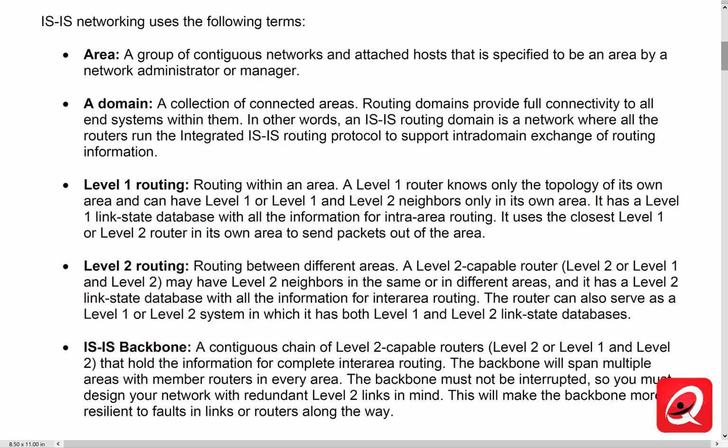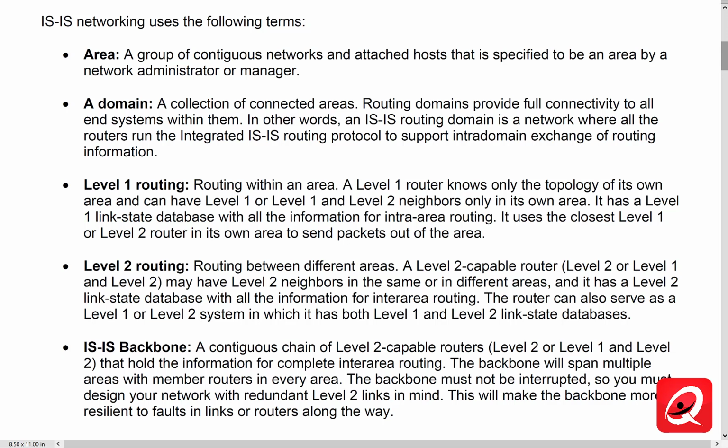They can have level 1 to level 1 and level 2 neighbors. The wording there is a little bit strange, but they can have level 1 to level 1 relationships, or they can have level 1 and level 2 neighbors, as long as the neighbor's running some sort of level 1 routing, right? It doesn't mean that we cannot form an adjacency with an L1/L2 router, and that's basically what they're saying in this case. We have our level 1 link state database, and that's all of our intra-area routing information.